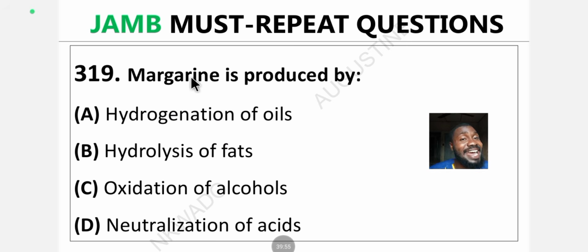Question 319. Margarine is produced by what? A. Hydrogenation of oil. B. Hydrolysis of fat. C. Oxidation of alcohol. D. Neutralization of acid. What's the answer? Drop the answer in the comment section, my scholar. This is very easy now. If you can answer this question, that shows you are ready to bulldoze your JAMB UTME with your intellectual bulldozer.